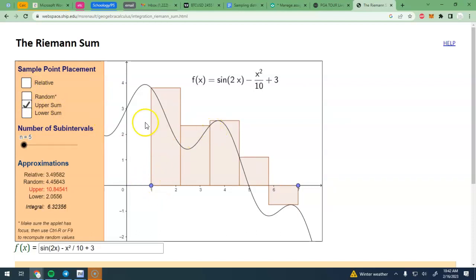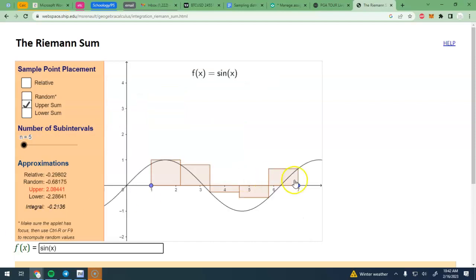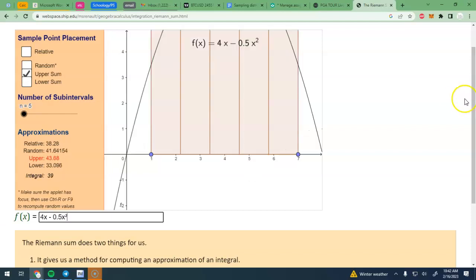If I gave you this equation, let's do an easier one. Let's just do sine of x. This is not what I want either. What's the one in the book? 4x minus 1/2 x squared. Okay, that's good.